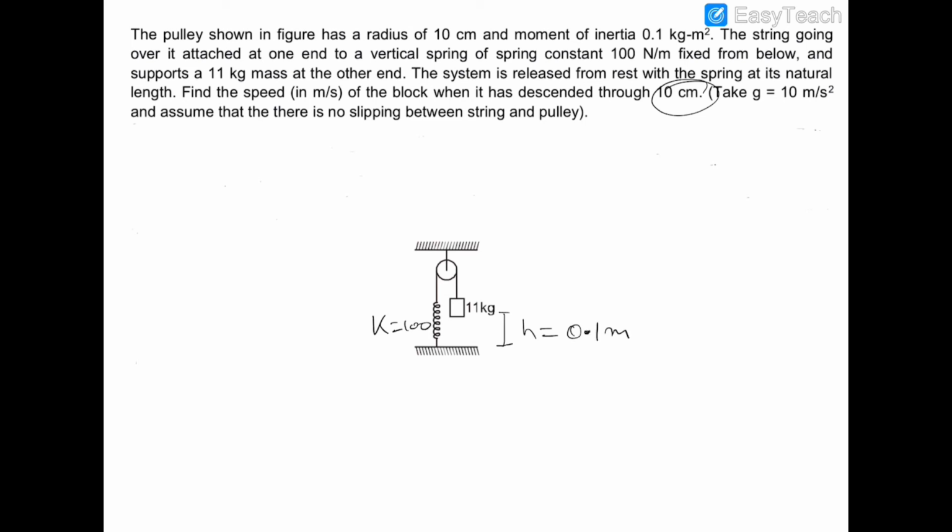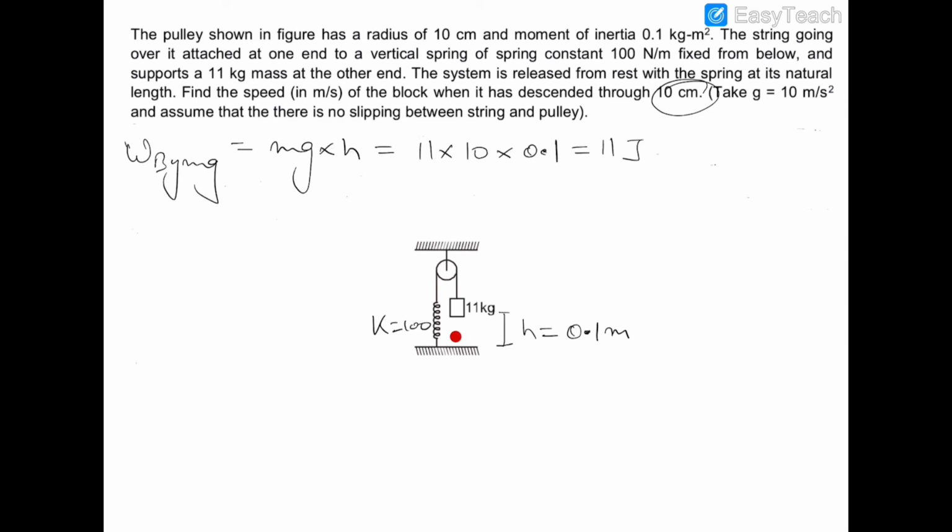So the work done by mg on the system will be mg into h, where m is 11, g is 10, and h is 0.1. So this is equal to 11 joules.